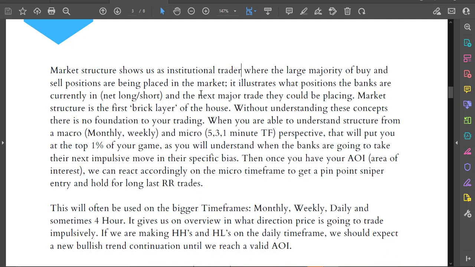The market structure is the first bricklayer of the house. Without understanding this concept, there is no foundation to your trading. So for instance, you want to be called a technical analyst, a technical trader. You need to understand how the chart works. If you don't have the fundamentals or the base of market structure, or if you don't understand how market structure works, there's no way you can analyze the market.